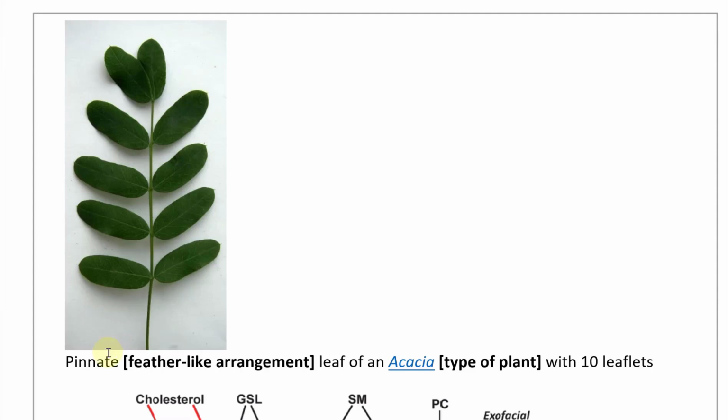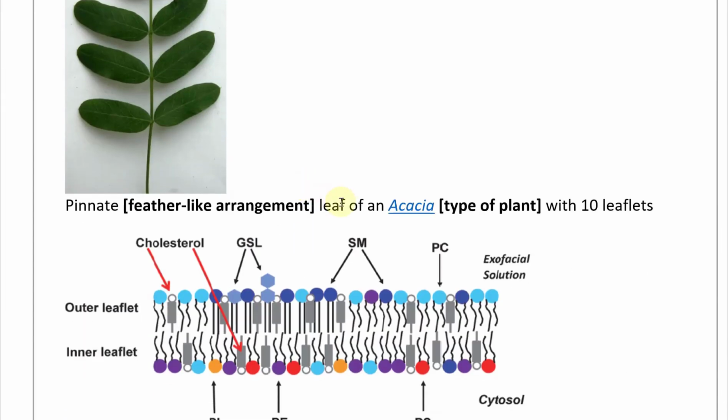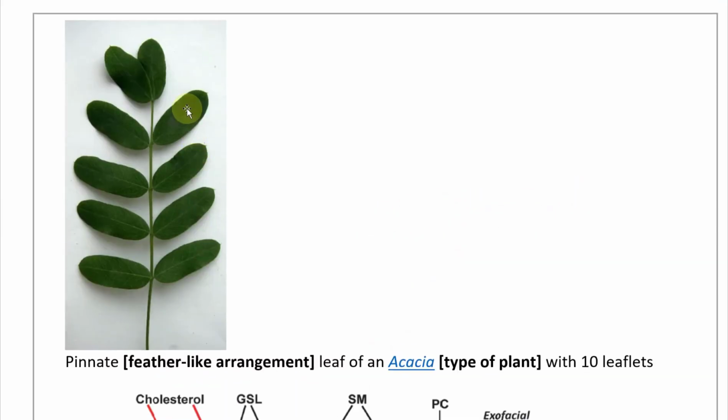And here's similar to this is a pinnate. This is a type of leaf, so a pinnate or feather-like arrangement, so it sticks out like that. So it's similar in shape to the bilayer. Leaf of an acacia. Actually, I believe it's pronounced acacia. I just Googled the pronunciation. So this is a type of plant with 10 leaflets there. There's 5 on the side, 5 on the side.